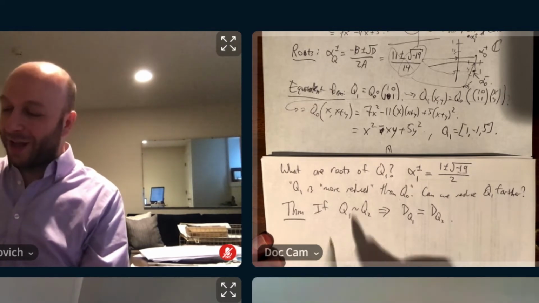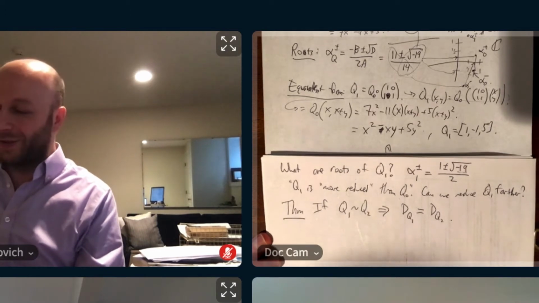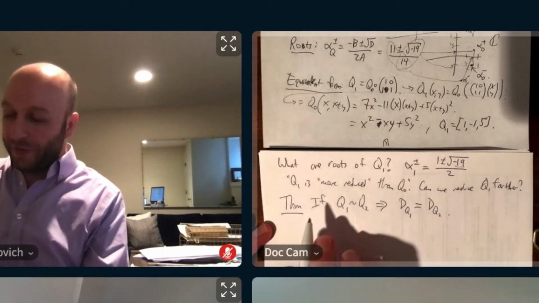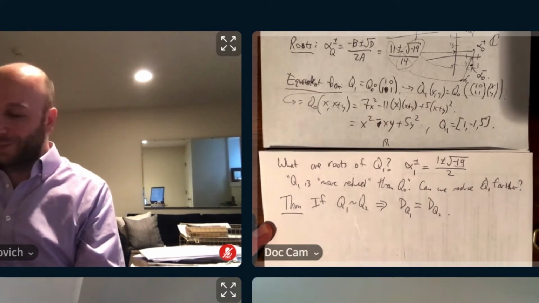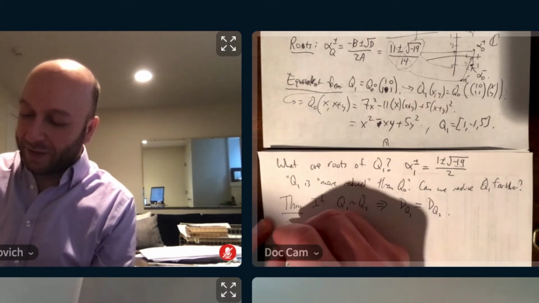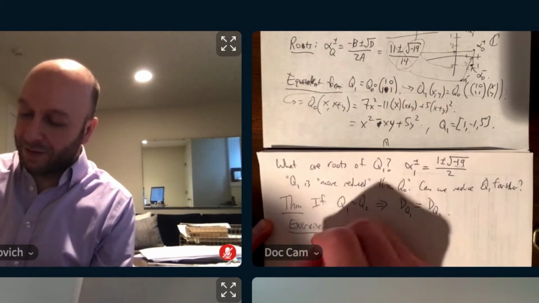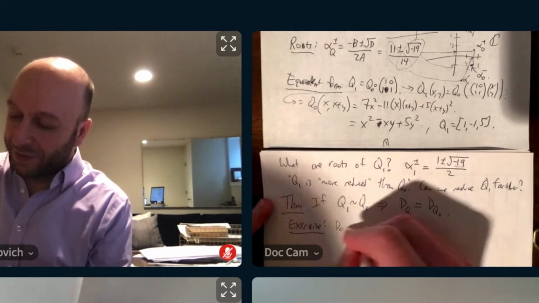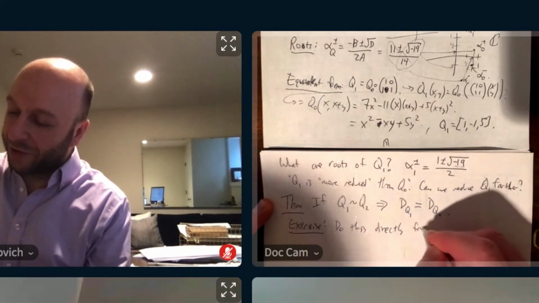But I realized that we didn't prove this yet, and this is fundamentally important. So let's do it. So if two quadratic forms are equivalent, their discriminants are indeed the same. And let's prove it. So exercise. Prove this directly from algebra. Do this directly from algebra.